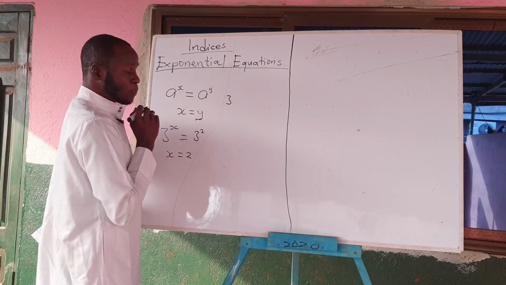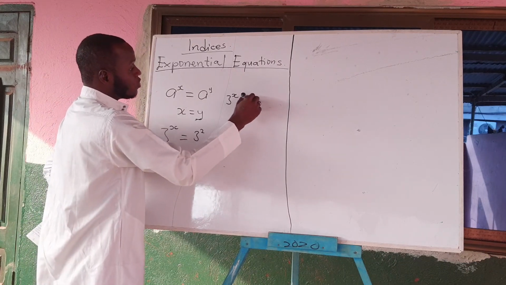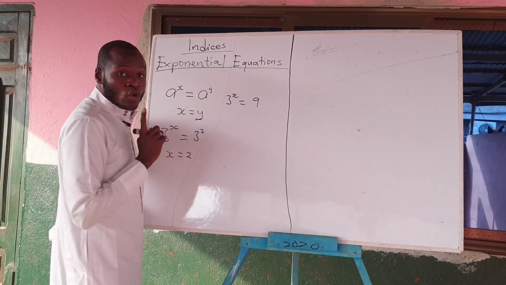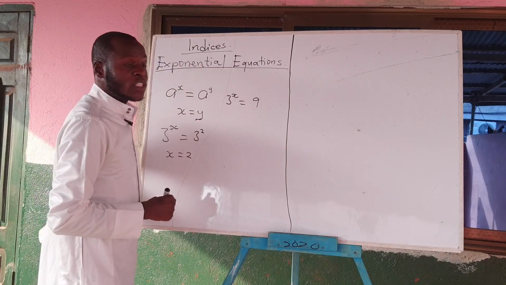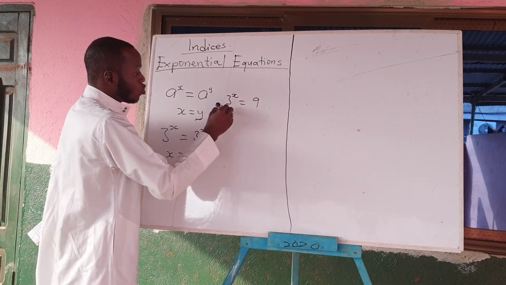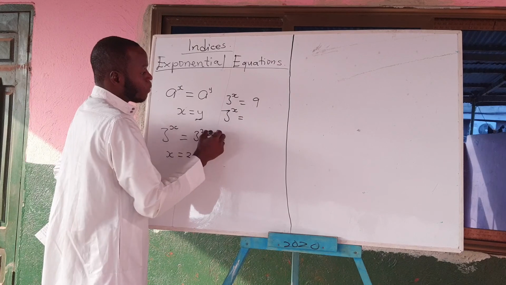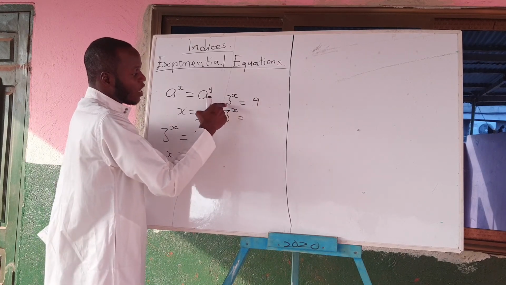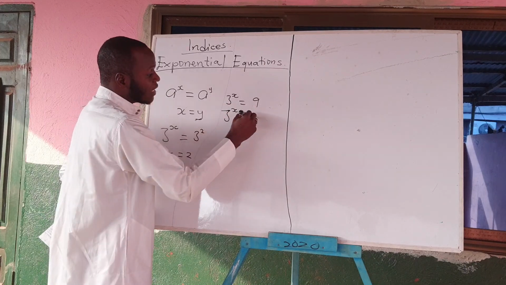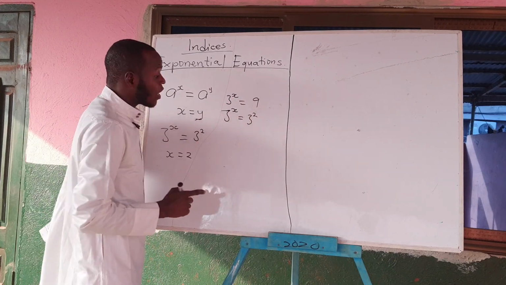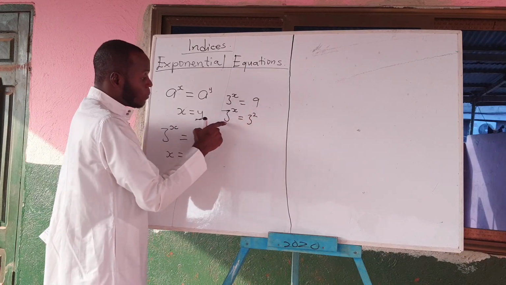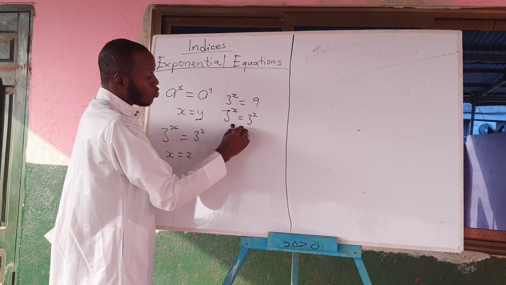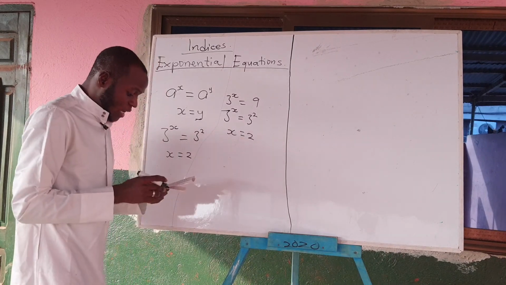In expressing it, if you have 3 to the power x equal to, say, 9, what you have to do is make sure that the bases are equal, then you equate the exponents and solve for your unknown variable. How can we simplify this 9 in order to get the same base? We know that 3 to the power 2 will give us 9. So 3 to the power 2 giving us 9 means that this 3 and this 3 are equal. Therefore, the powers are also equal.